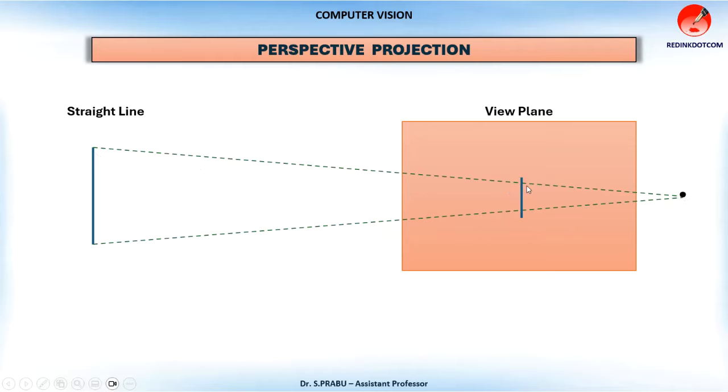Now I can get the new intersection point. I can redraw the image. Now I can get a smaller straight line compared to the previous one. So it clearly tells that farther objects look small when compared to closer objects.